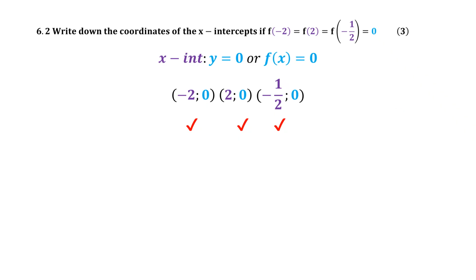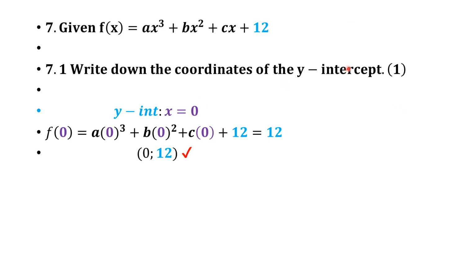Right, let's look at question number 7. Given f of x equals ax cubed plus bx squared plus cx plus 12, write down the coordinates of the y-intercept for 1 mark. For the y-intercept, x equals 0, so that becomes a times 0 cubed plus b times 0 squared plus c times 0 plus 12. That becomes 0 plus 0 plus 0, which is 0, 12. So therefore my coordinate is 0 and 12. 1 mark.